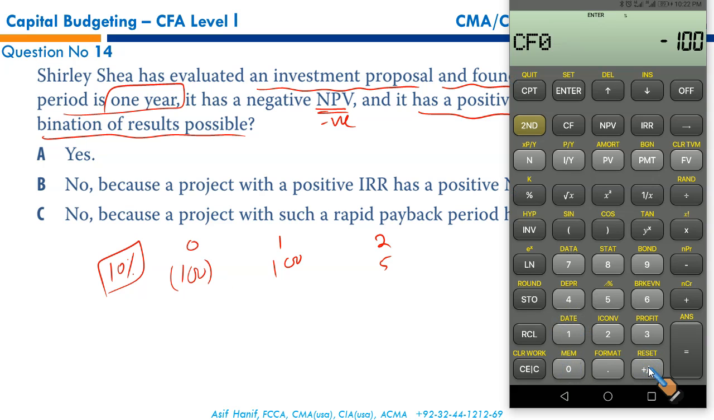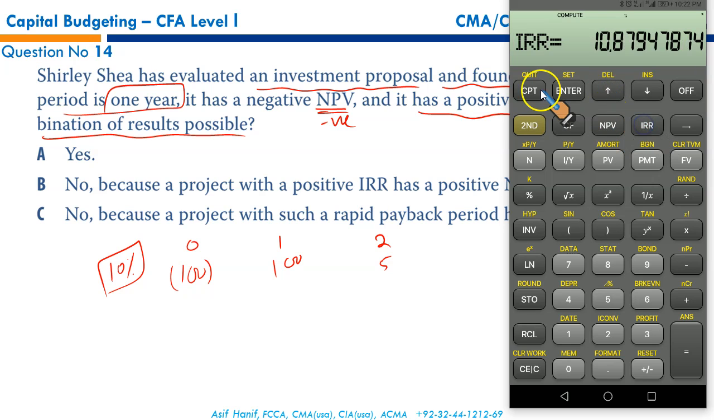$100 negative, enter, down arrow key. Then we have $100 positive, enter, down arrow key twice, and $5 in the second year. NPV for 10%. NPV is negative. Yes, it is. Negative 4.95. Negative NPV. Yes. Payback. Payback is 1 year. What about the IRR for this project then?